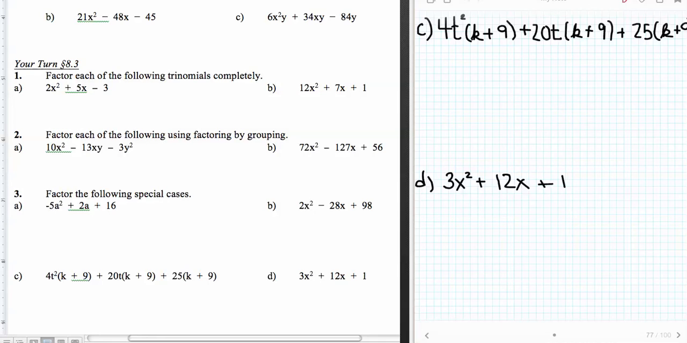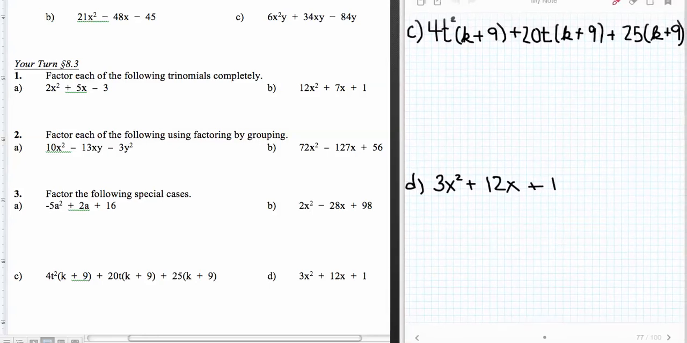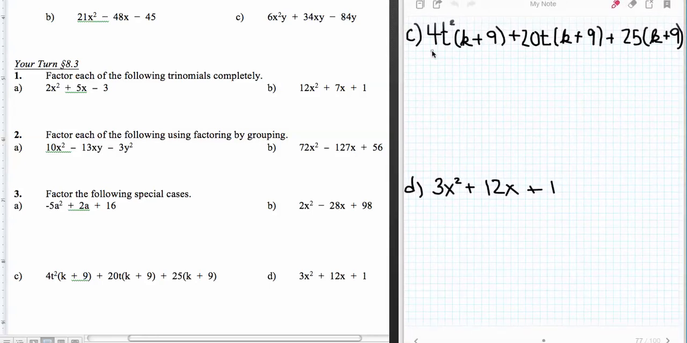All right, this next one in the Your Turn Apart section 8.3, we have a binomial that each of these things have in common. So the first thing I need to be able to see is that there's a term here and a term here and a term here, and that these two signs separate those terms. So I'm going to put k plus 9 as a GCF.